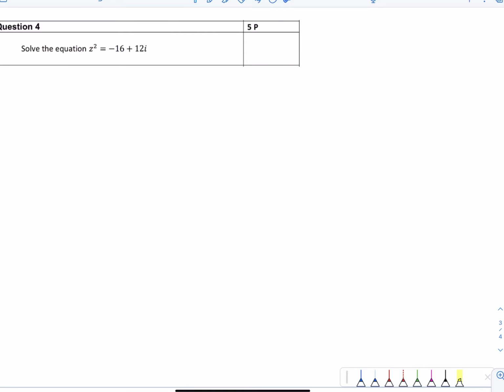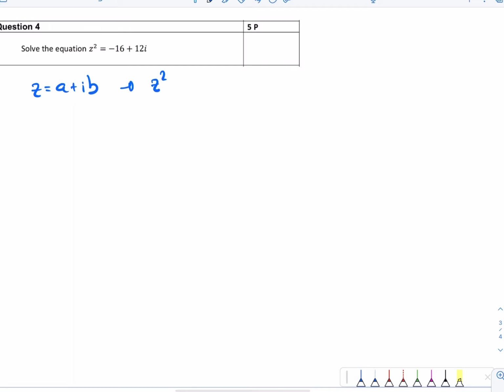So question 4 now. Question 4 states solve the equation z squared is equal to minus 16 plus 12i, which means that we need to find a complex number z such that the square of the complex number is equal to minus 16 plus 12i. How do we do this? Well, first we need to treat z as a plus ib.